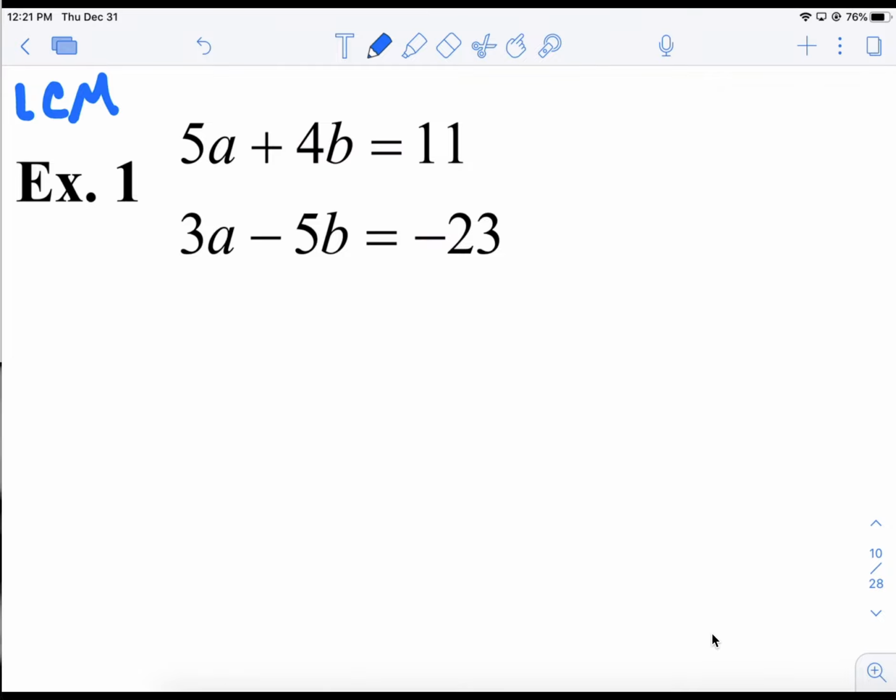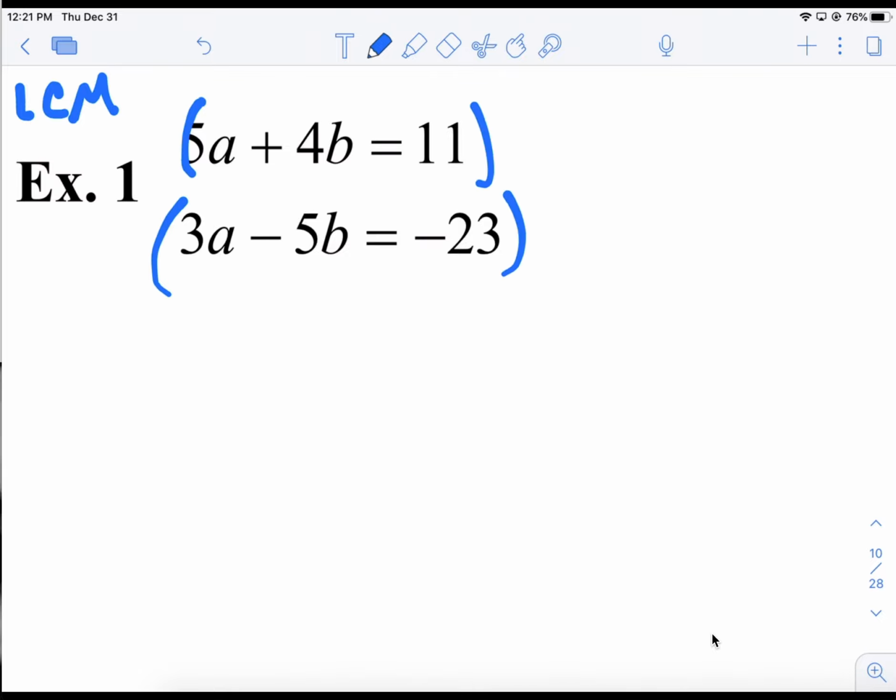So we have two options. We can either make the a's cancel by multiplying them up to 15, or we can make the b's cancel by multiplying them up to a 20. Now, I'm going to choose the b's, and I'll tell you why. The signs are already different, which means I don't have to mess with the signs of multiplying a positive and a negative.